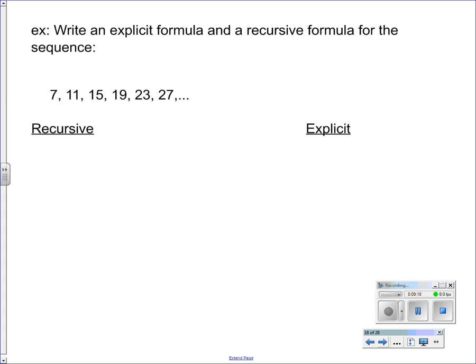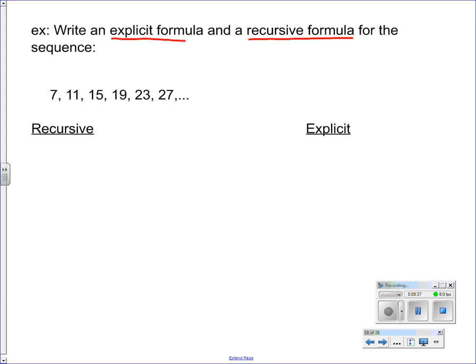So now we're going to take a sequence and we're going to write both an explicit and a recursive formula for the sequence. And we're going to learn some other ways of doing this in the next couple days, but we'll go through just basic recognizing the pattern, what's happening every time.